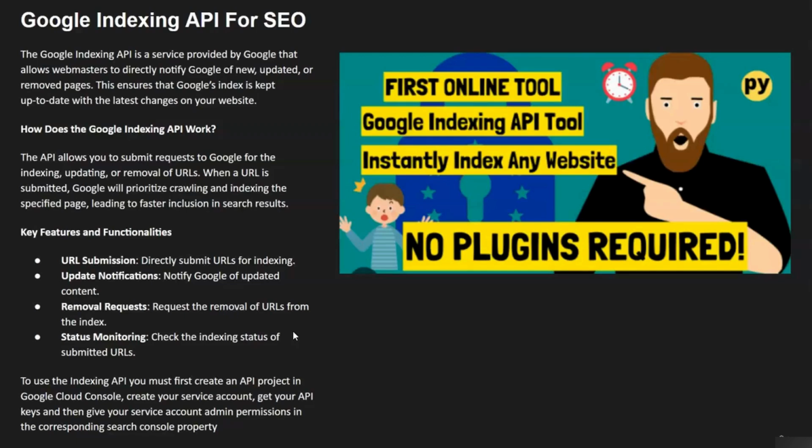So in the next video you will watch, I'm going to show you practically how to use a Python script and Google Cloud Console to initiate indexing API calls in order to send indexation requests about URLs and pages.